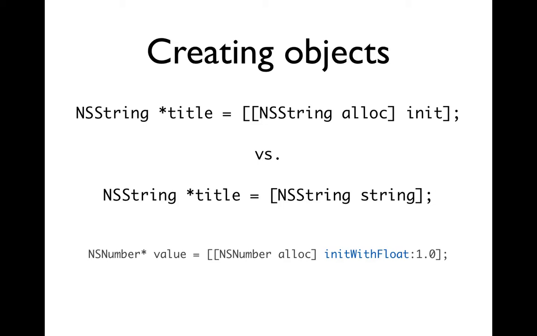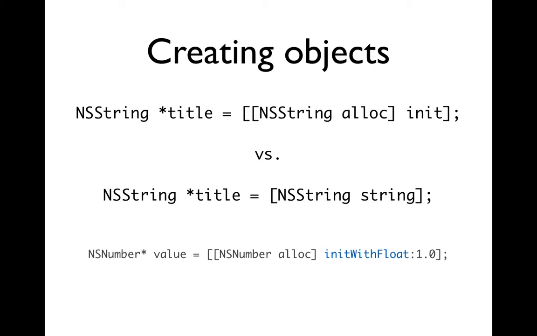Since this is such a common thing to do, to alloc a class and then get that new instance and initialize it, most of the classes that are built in and most of the classes that people write have a single replacement for that. And it's usually the name of the class without some additional stuff. Like in this case, we have an NSString, and NSString has a method called string, which actually does alloc and init in a single call. So you can use that.